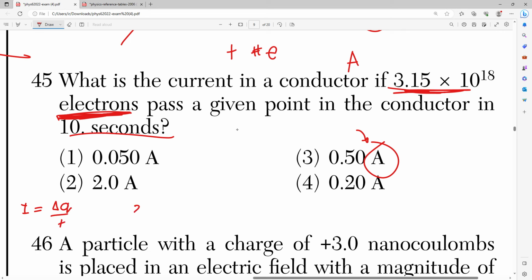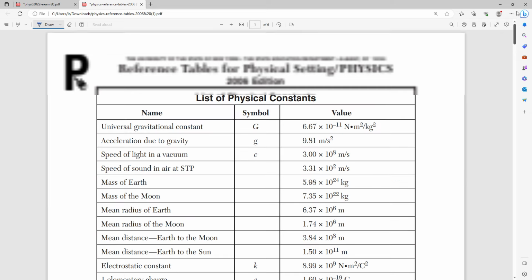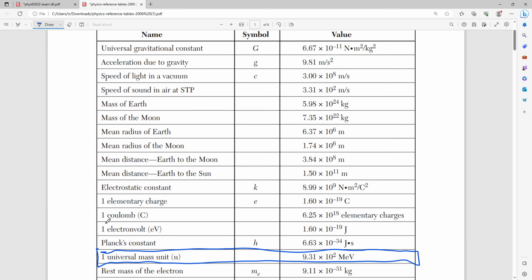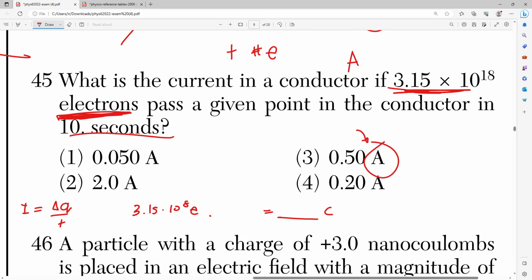So first of all, let's convert these 3.15 times 10 to the power of 18 electrons into blank coulombs. I'm going to scroll all the way up to where I have that conversion chart, and here I can see that 1 coulomb is equal to 6.25 elementary charges. Elementary charges are just electrons. So here, I know that 6.25 times 10 to the power of 18 e is equal to 1 coulomb. And these two e's are going to cancel out. And once you divide them, you're going to get your answer, which I'll go ahead and plug into my calculator right now.